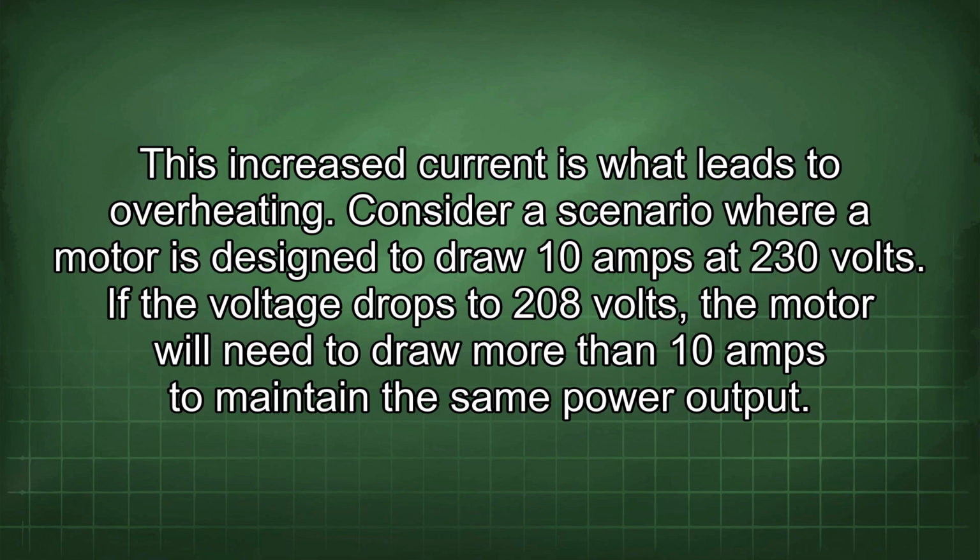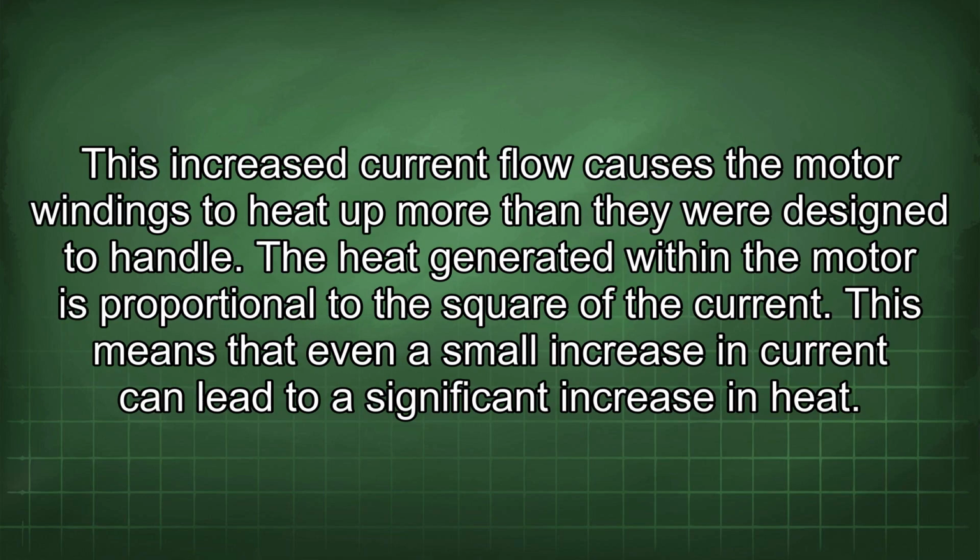Consider a scenario where a motor is designed to draw 10 amps at 230 volts. If the voltage drops to 208 volts, the motor will need to draw more than 10 amps to maintain the same power output. This increased current flow causes the motor windings to heat up more than they were designed to handle. The heat generated within the motor is proportional to the square of the current. This means that even a small increase in current can lead to a significant increase in heat.